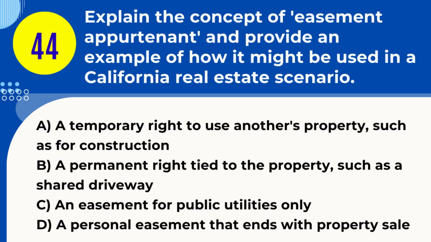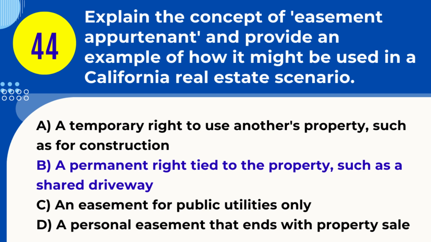Question 44. Explain the concept of easement appurtenant and provide an example of how it might be used in a California real estate scenario. A. A temporary right to use another's property, such as for construction. B. A permanent right tied to the property, such as a shared driveway. C. An easement for public utilities only. D. A personal easement that ends with property sale.